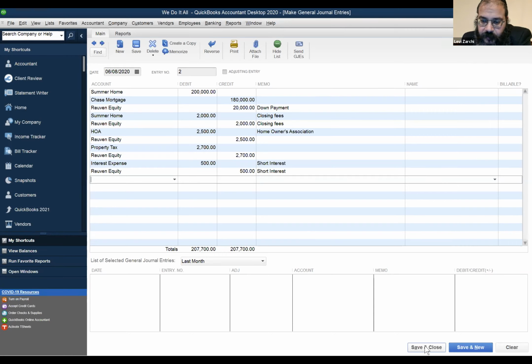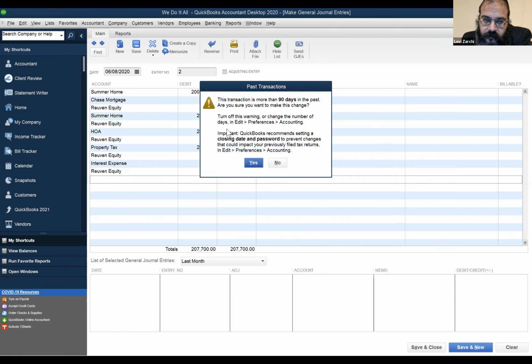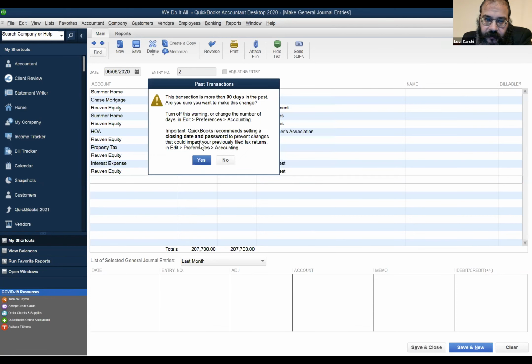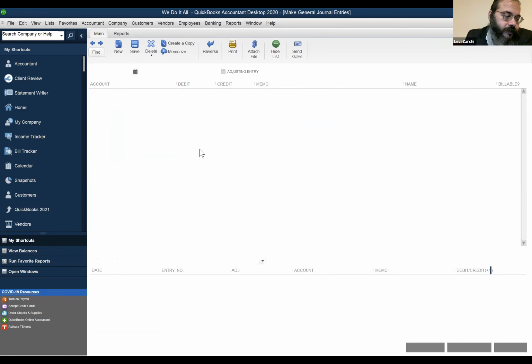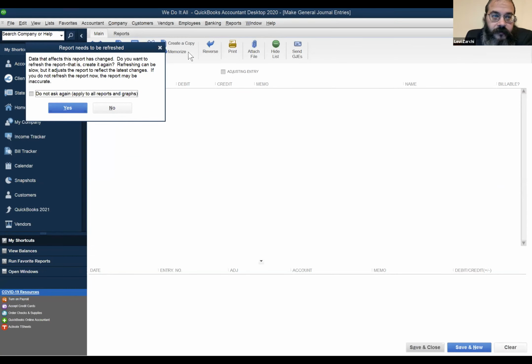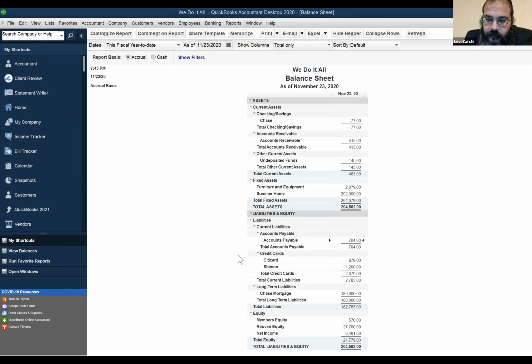Okay, so now I'm going to press save and close. It's reminding me it's more than 90 days in the past. It's okay, it's fine, and you press OK. Now it says data that affects the purchase changed, obviously, because the balance sheet changed. Now you scroll down, we said the balance sheet will show 27,700 Reuven's equity. And there you have it right there.